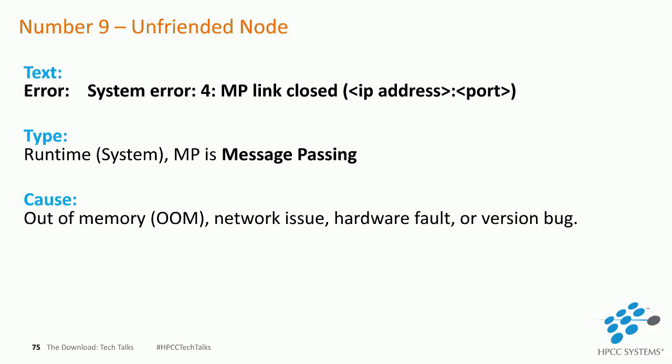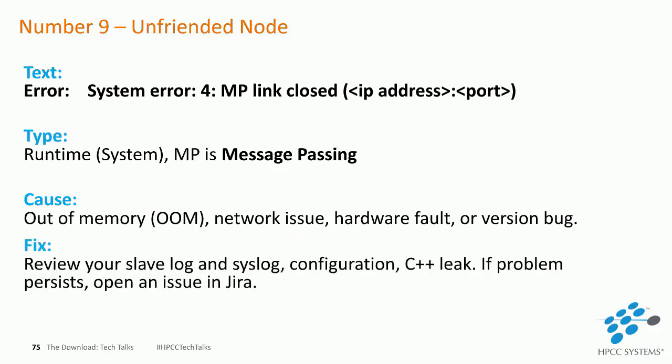it could be an out-of-memory error. It might be a network issue. It could even be one of the nodes going down, which is more of a rare occasion, a hardware fault, or sometimes a version bug. Sometimes we get a new release and some code that you've been running for many, many months, all of a sudden gets MP link closed. It could actually be a bug in the version release.